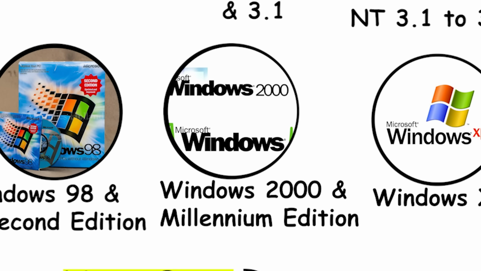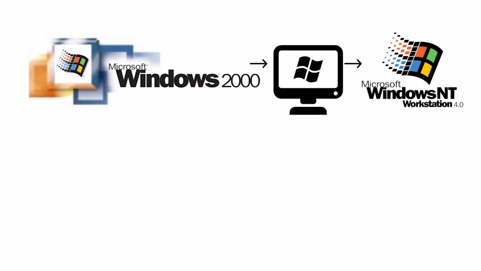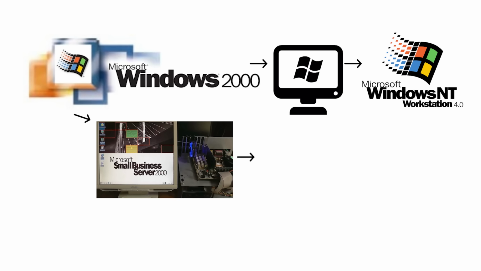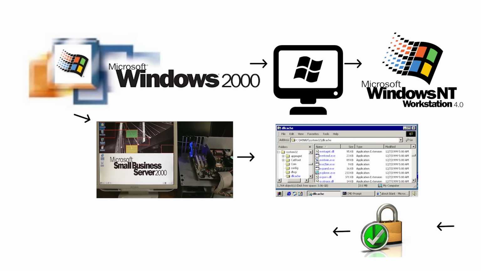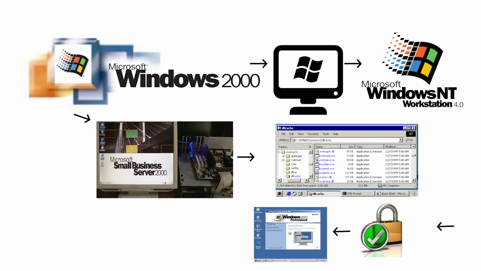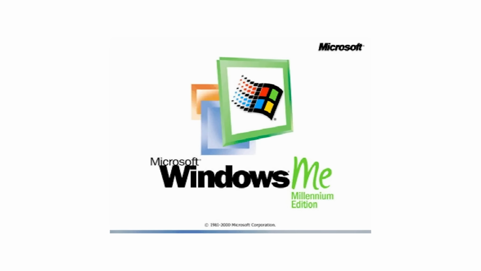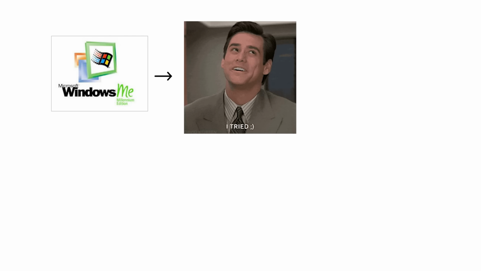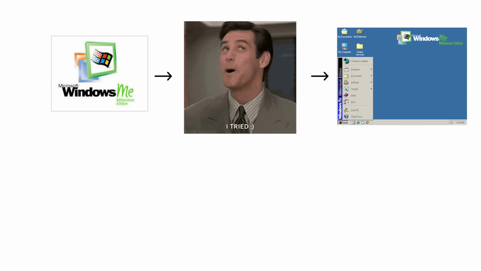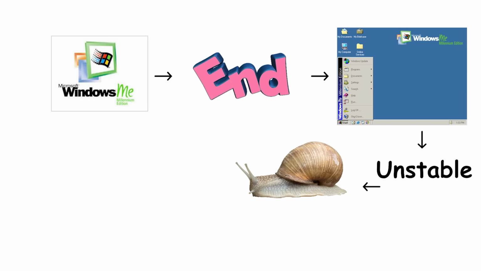Windows 2000 and Windows Millennium Edition. Windows 2000 was built on the reliable Windows NT core and aimed at business users. It was stable, secure, well, mostly, and marked the beginning of Windows feeling professional. Then came Windows Millennium Edition, or Windows ME, and everything fell apart. ME tried to combine consumer-friendly features with modern stability, but ended up being unstable, slow, and cursed.